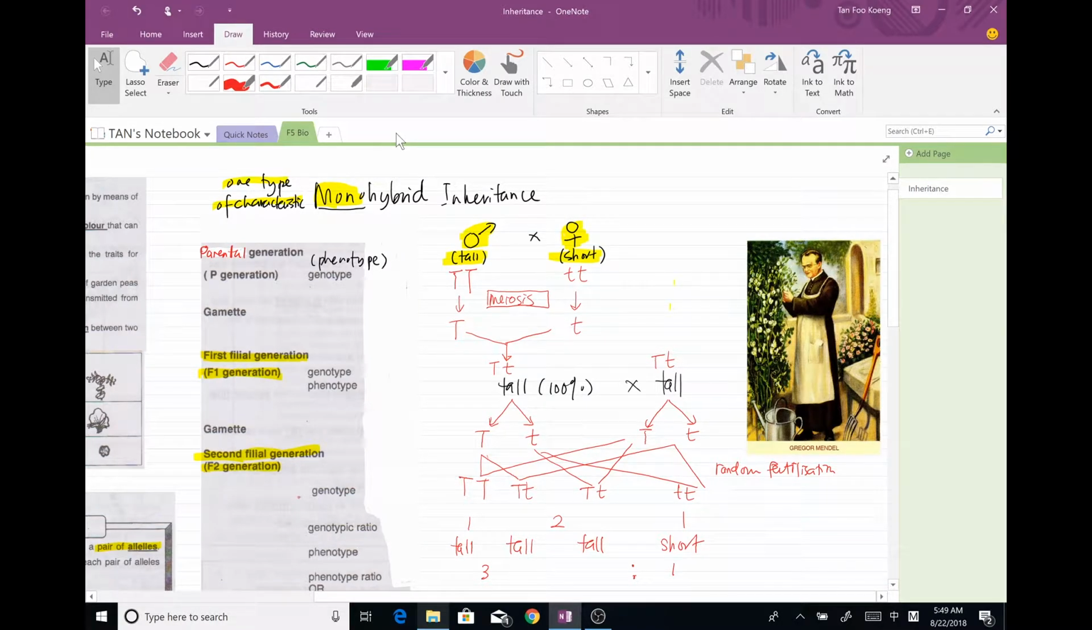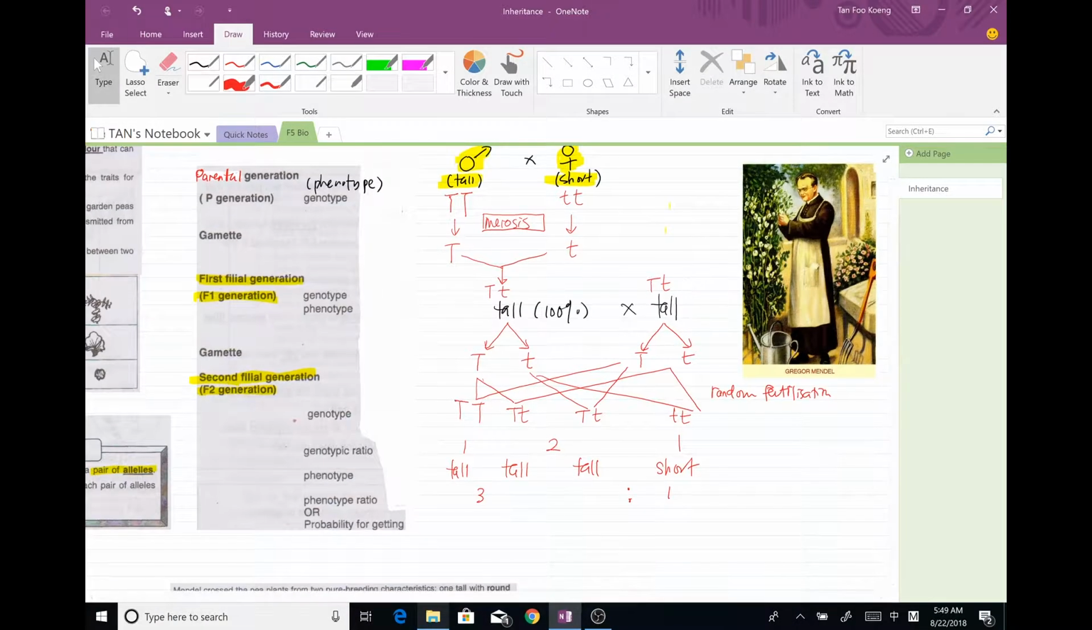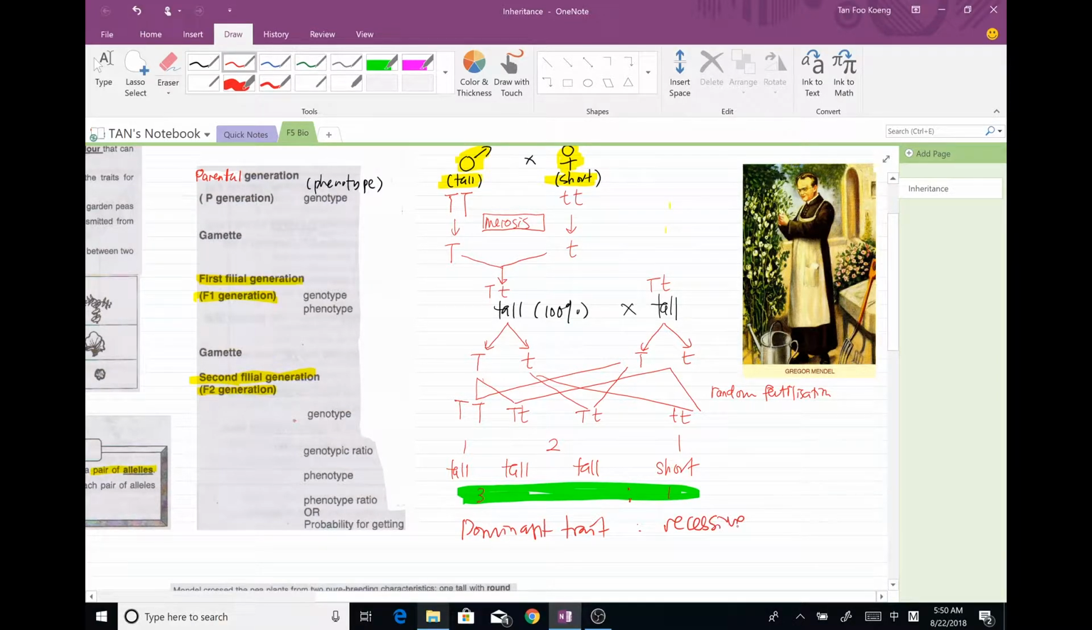Previously, we have learned about monohybrid inheritance, and Mendel has shown to us that the phenotypic ratio in monohybrid inheritance would be 3 to 1. That is 3 dominant trait, or 75% of dominant trait, to 1, or 25%, or 1/4 of recessive trait. But he doesn't stop here.